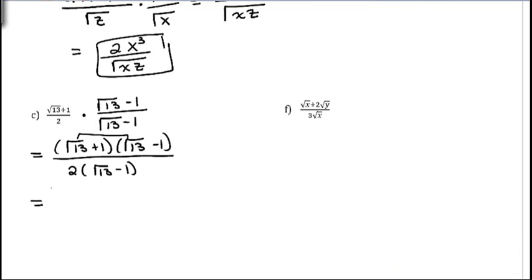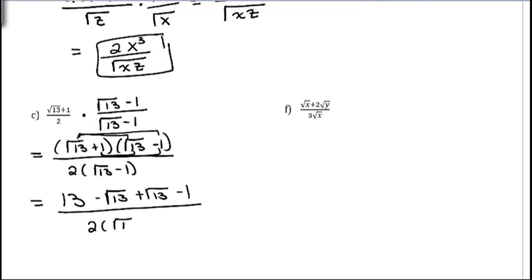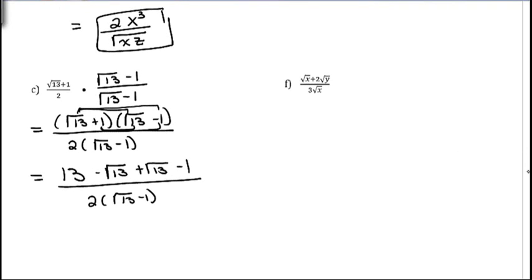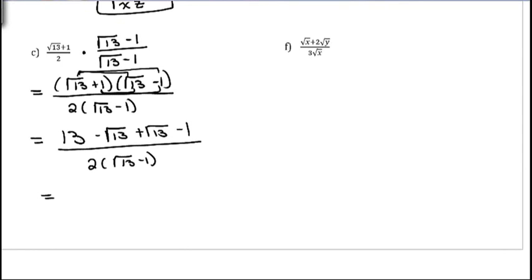Doing FOIL on the top, we get the square root of 13 times the square root of 13, which is 13. And then square root of 13 times negative 1 is negative square root of 13. And 1 times the square root of 13 is square root of 13. And then 1 times negative 1 is negative 1. So on the top, these two square roots cancel out to give us 0, and 13 minus 1 is 12.